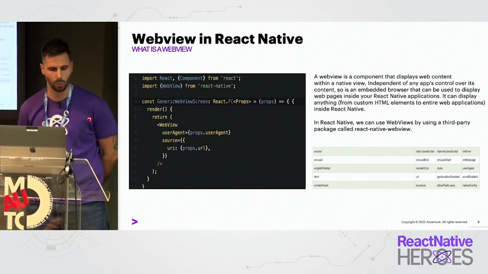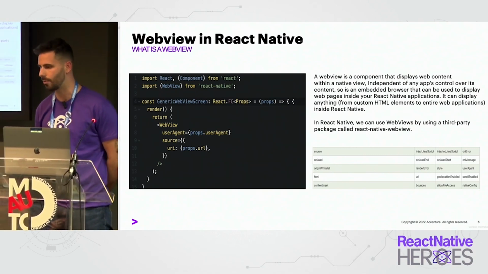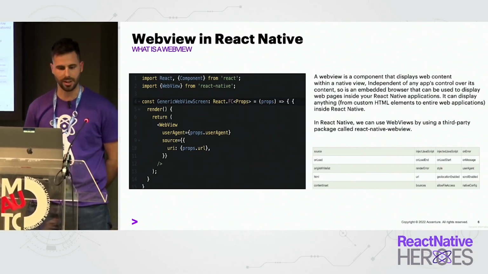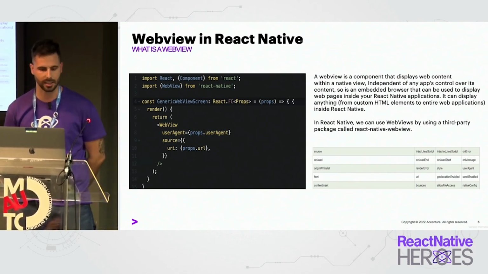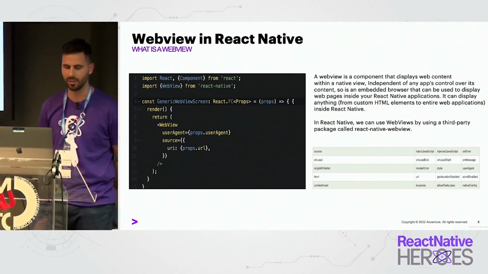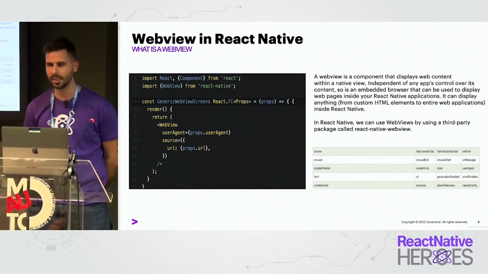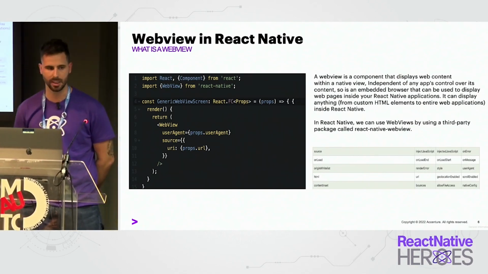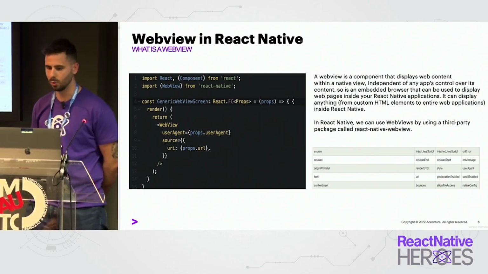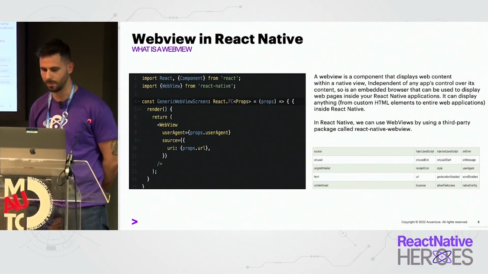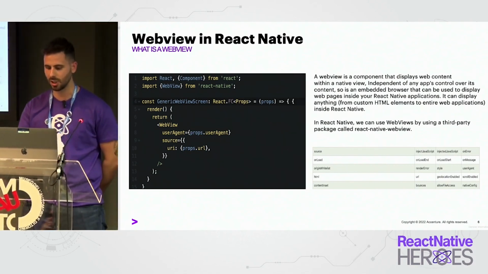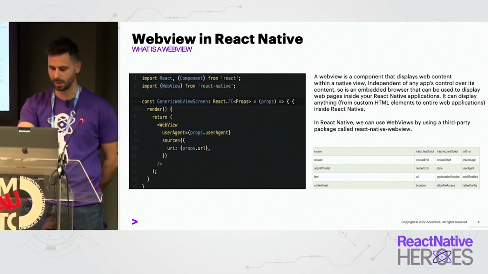In this snippet of code we can see how we are using a Webview in a generic class, using two properties that the Webview offers, the user agent and the source. But we can see that we have other properties, for example onLoad, to do some actions while the Webview loads, onMessage, and injectedJavaScript, which is useful to inject some JavaScript into the website.